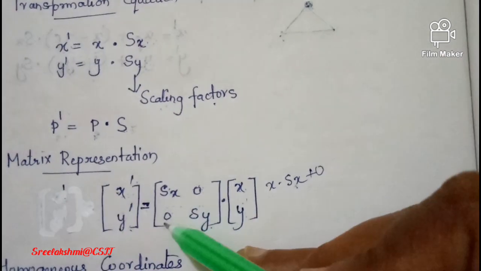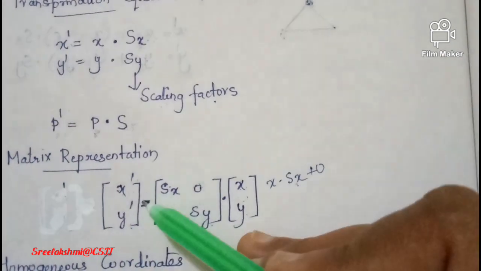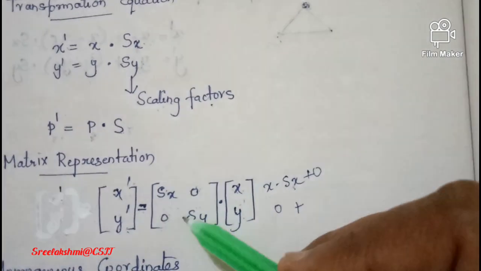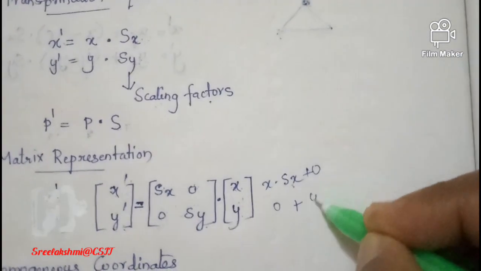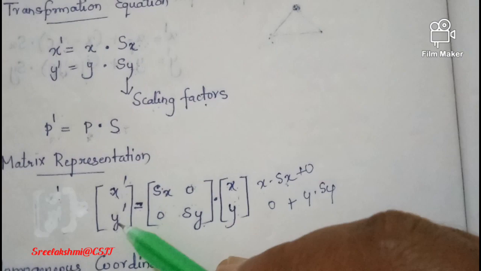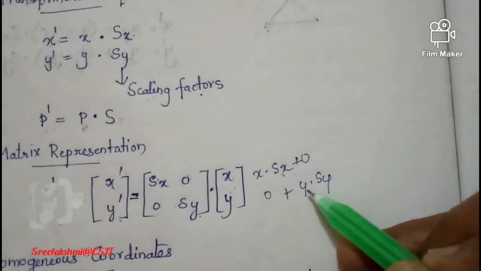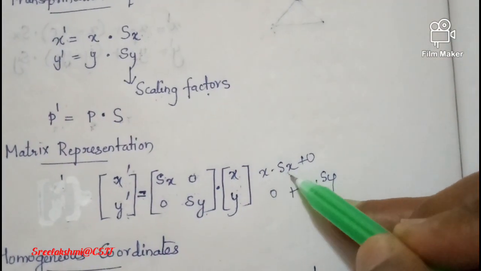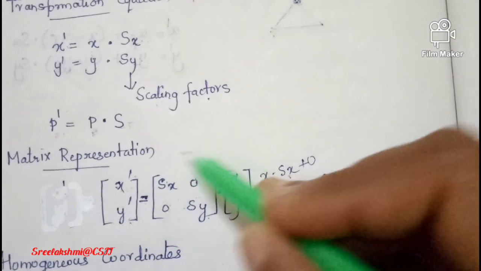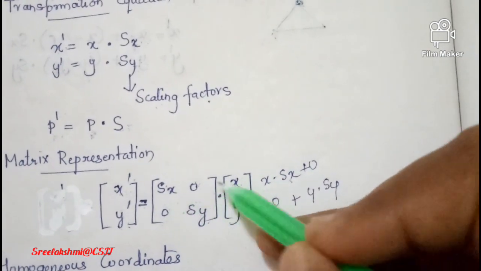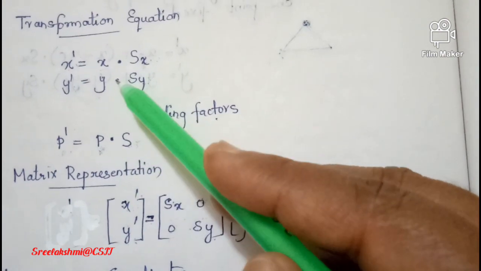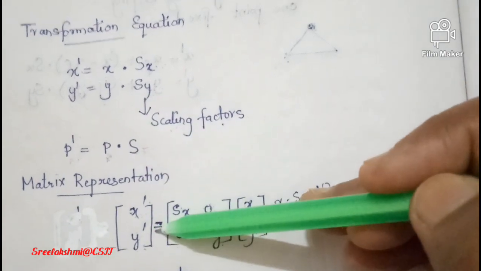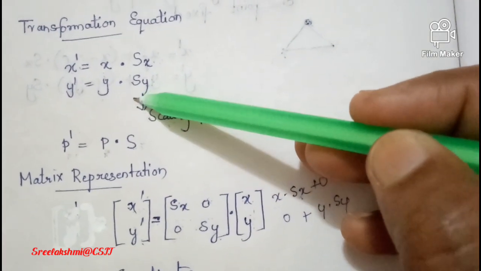Now y dash is equal to this row into this column. Y dash is equal to 0 into x, plus sy into y, that is y into sy. So the equation for y dash is y into sy, and x dash is equal to x into sx. By writing the matrix in this form, when you multiply these two matrices, the result will be the same as these equations. In this way, scaling can also be represented in the form of a matrix, or as a transformation equation.